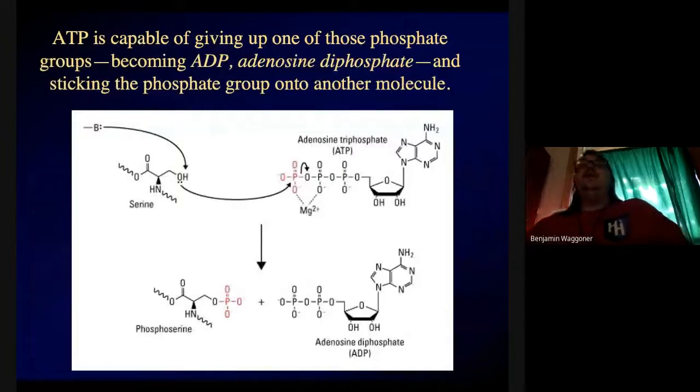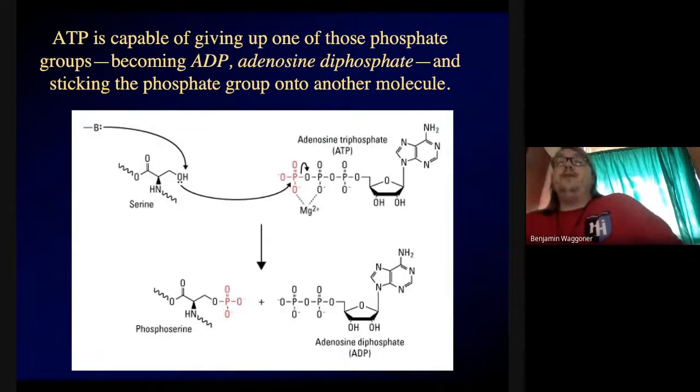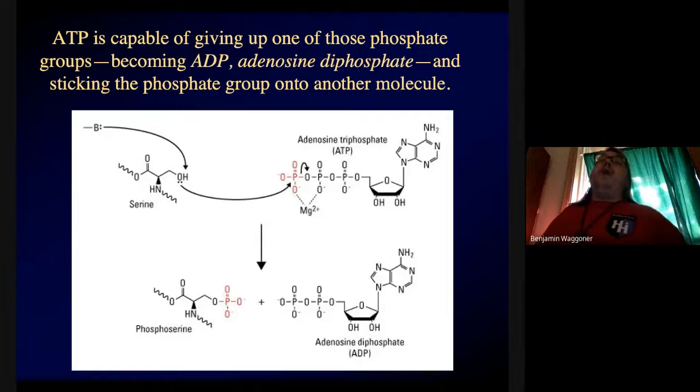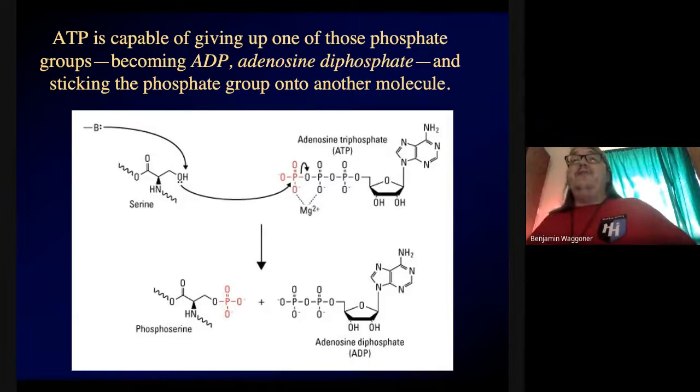What ATP can do is give up one of those phosphate groups, which means it's now not adenosine triphosphate, it's adenosine diphosphate, and it will stick that phosphate group onto another molecule. So here on the right, you've got a molecule of adenosine triphosphate. What happens is that ATP comes up and it gives up one of its phosphate groups and sticks it onto the amino acid serine, turning it into phosphoserine. Who the hell cares?